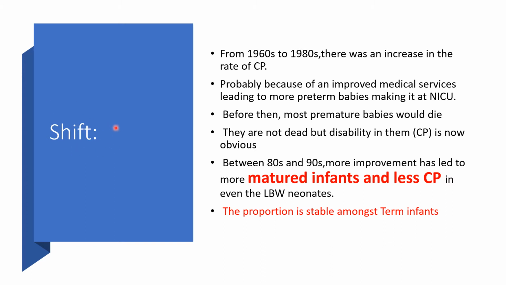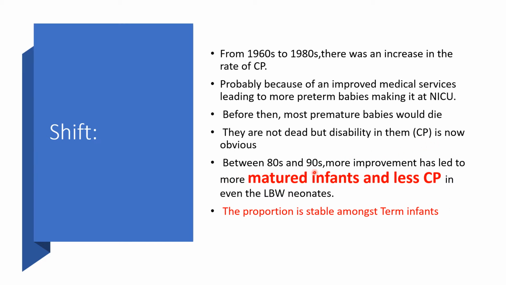Now there's a shift, and that is going to be good news by the time I'm done on this page. From the 1960s to the 1980s, there was an increase in the rate of cerebral palsy. Probably because of improved medical services, leading to more preterm babies making it to the neonatal intensive care unit. In other words, before then, most premature babies would die. But between 1960 and 1980, more preterm babies passed through the neonatal intensive care unit, made it to full life, were discharged and went home. But most of them came down with cerebral palsy. They were not dead like before, but the disability in them, now called cerebral palsy, became obvious.